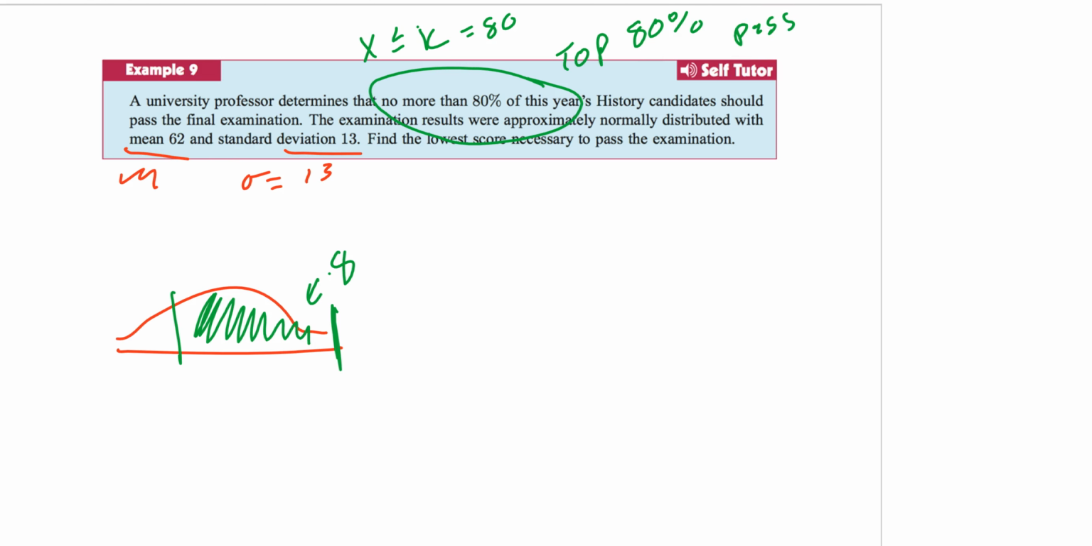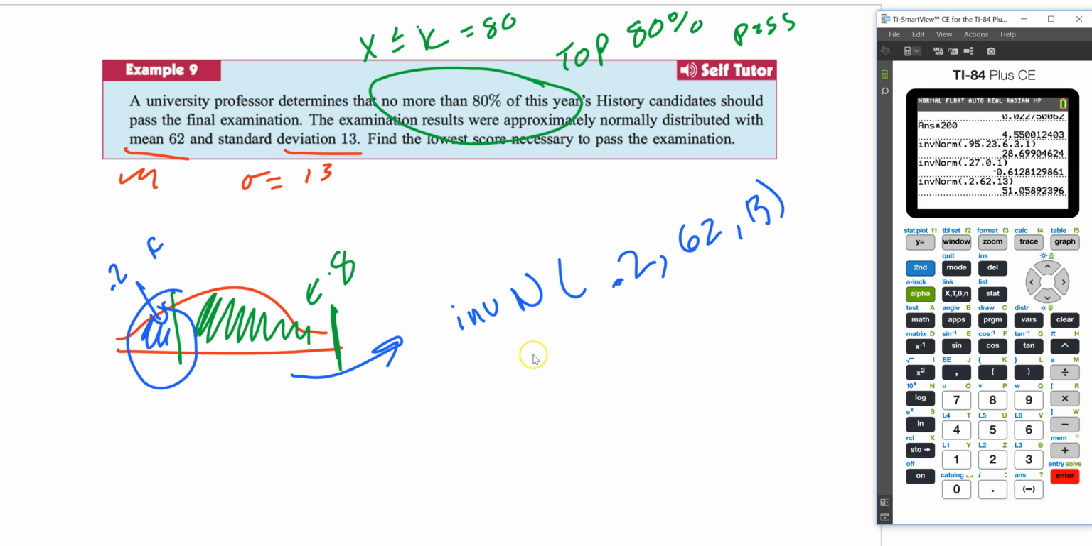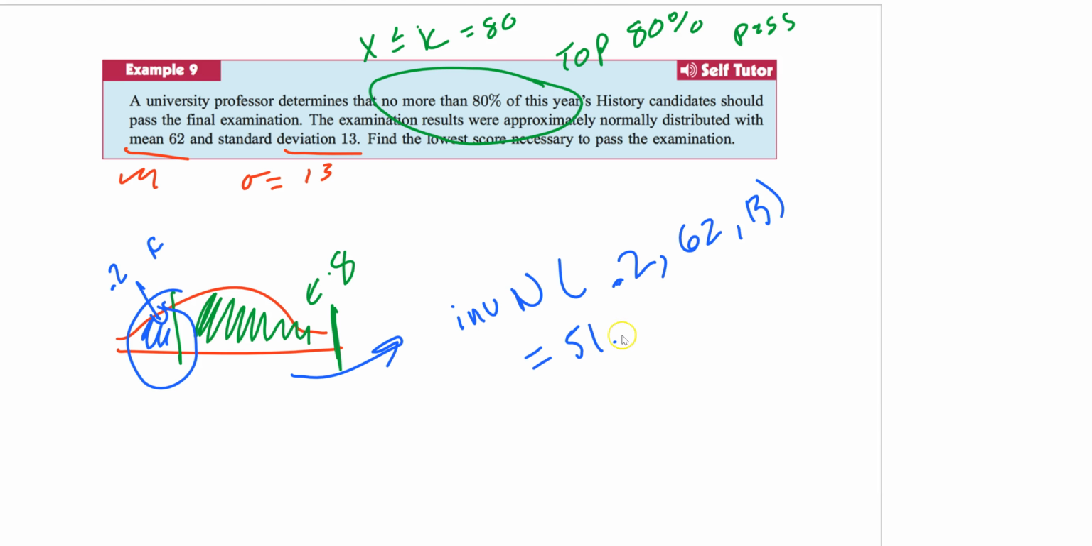Well, remember, invert normal doesn't work that way. I gotta use this one. So if top 80% pass, that means there's only 20%. He wants only 20% to fail. So let's find the value for that. Remember the way we do that, if you have the probability, you have to do invert normal. Now you have your area, 0.2. You have all the stuff you need, 62 and 13 for mean and standard deviation. Plug that in, and you get the value of about 51. So you need to score about 51 to pass the test. And if you score less than 51, you're going to fail. And that's the idea with that one.